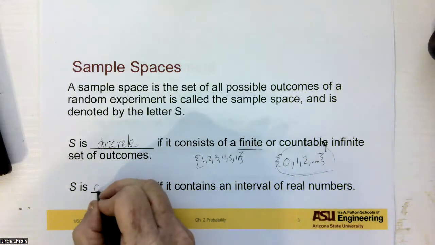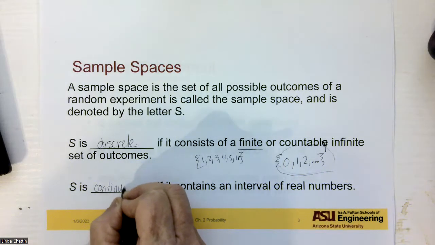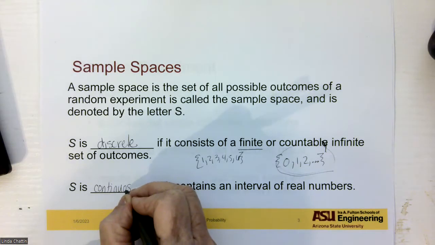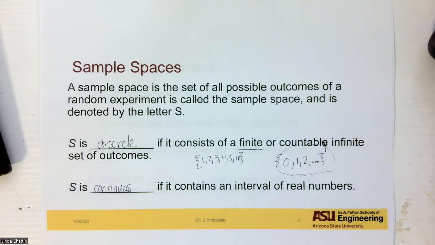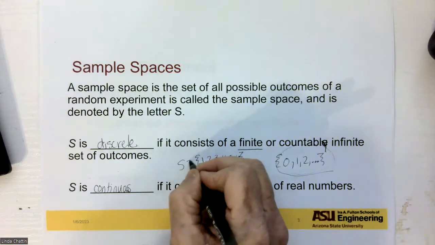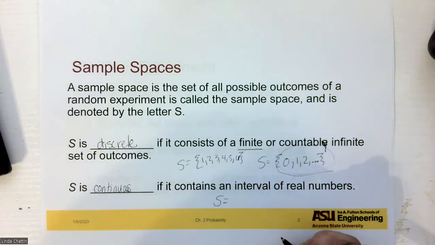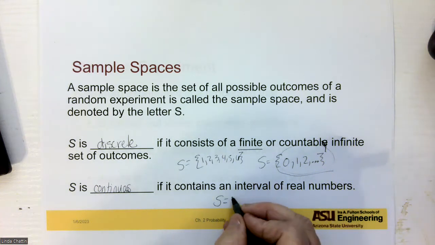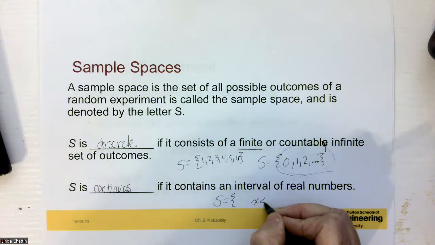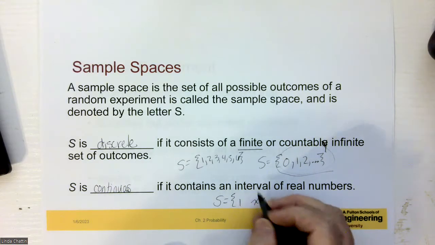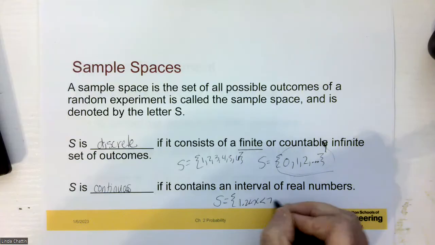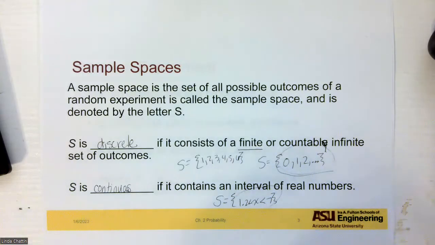S is considered to be what we call a continuous sample space. We're not going to do a lot with continuous just yet, but it means we have an interval of real numbers. So my sample space S is going to be considered continuous if, for example, S was the set of values between, let's say, 1.2 and 7. It doesn't really matter, but there's an infinite number of real values in there. So that is a continuous sample space.